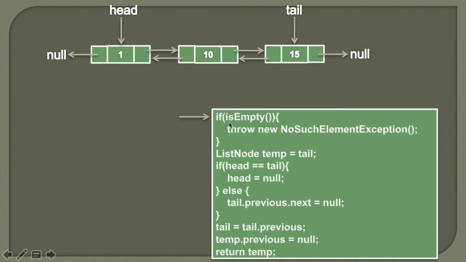In the first step we will check whether the doubly linked list is empty or not. If it is empty, we'll throw an exception saying that there are no more elements left to be removed. Currently the doubly linked list has 3 nodes, therefore the list is not empty, so the condition in the if block comes out to be false. Now, as we want to remove the last node, we'll create one temporary node pointing to the tail. So temp points to the tail, because the last node will be removed using this temporary node.